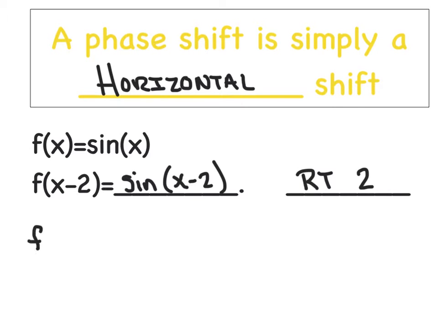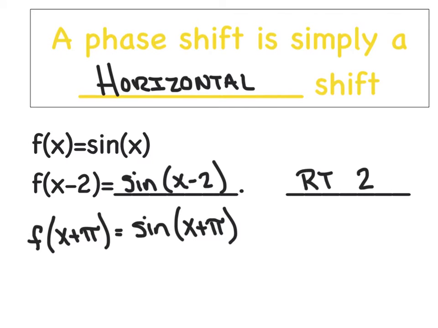Another example they might throw at us is x plus pi. A lot of our shifts today are going to be in terms of pi. They don't have to be, but a lot of them are. Again, I'm going to take the quantity x plus pi and substitute it in for the original x. Or another way to say that is we're replacing the original x with the quantity x plus pi. And that's going to shift everything to the left pi units.